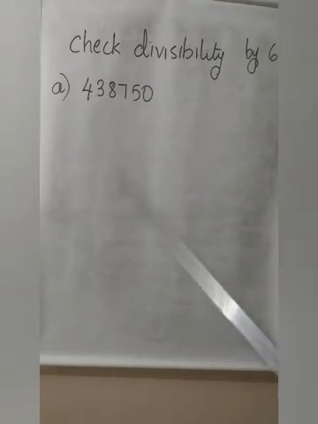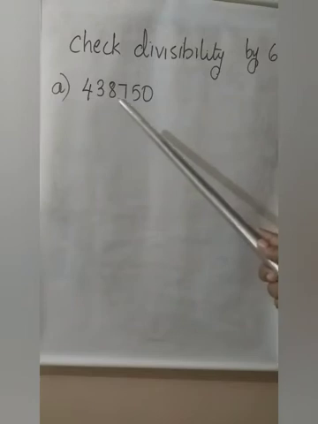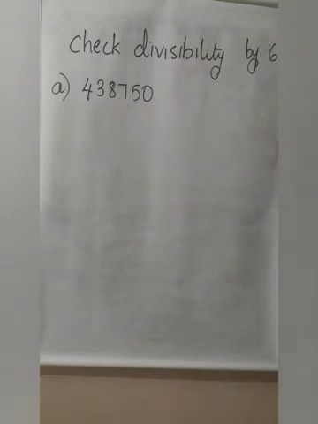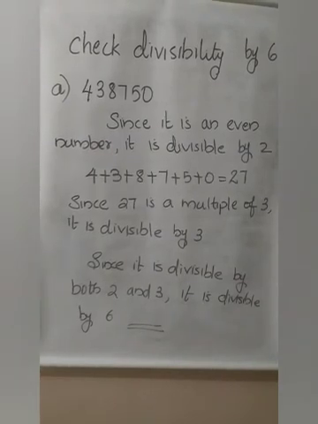Yes, very good. We have to add the digits in the number. What are the digits here? 4, 3, 8, 7, 5 and 0. When we are adding these digits, what should we get? Yes, we should get a multiple of 3. Then we can say the number is divisible by 3. So, we can check whether this number is divisible by 3.